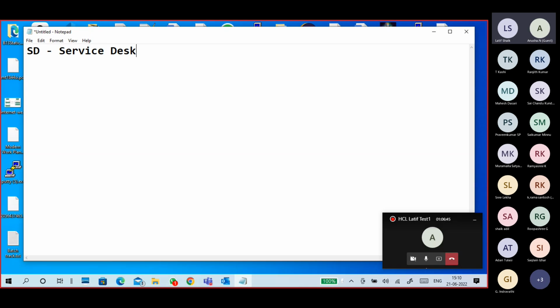Okay, if anybody has an issue, like an internal employee or maybe an external organization, once they have a problem, they don't know how to reach the right technical person directly. So what they will do is try to approach the service desk. Service desk is simply a single point of contact. Single point of contact. So any issue that occurs, they will ask.